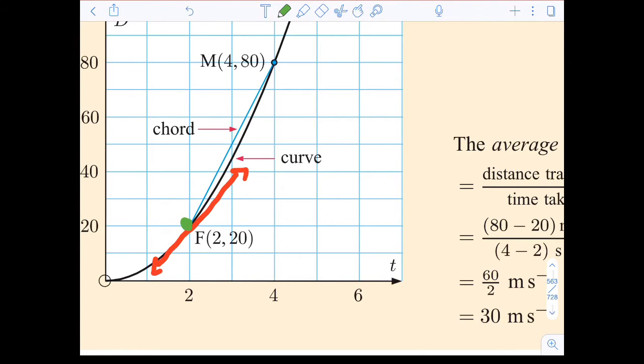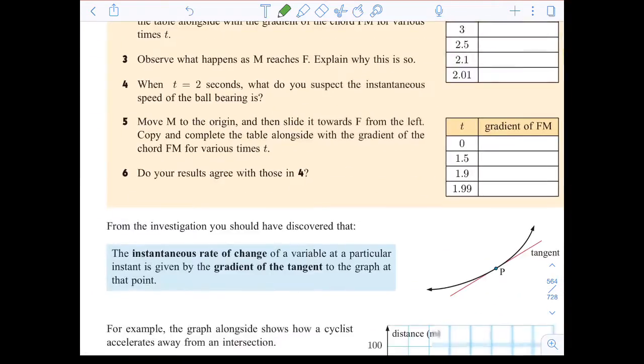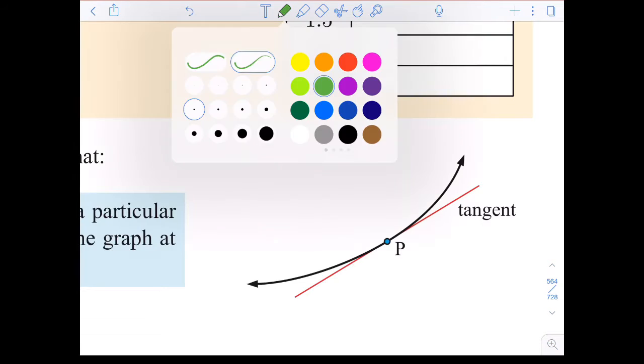Now that red line is called the tangent line, and we're going to be trying to find the slope of the tangent line. That's a line that just touches the curve, but doesn't actually pass over it. So see an example of one down below here. Here's another example of a tangent line. It just touches P but never crosses over. This is what we're looking for with the instantaneous rate of change.